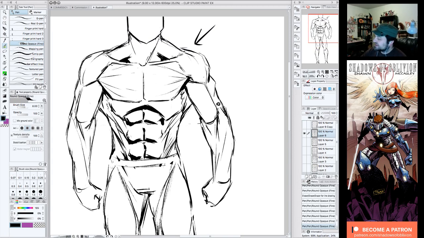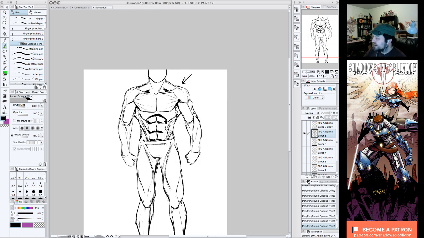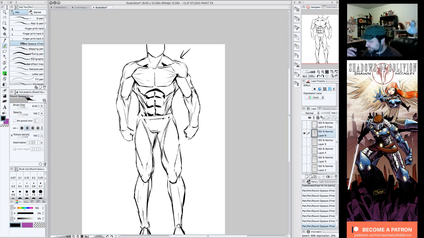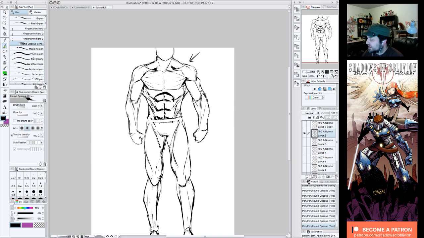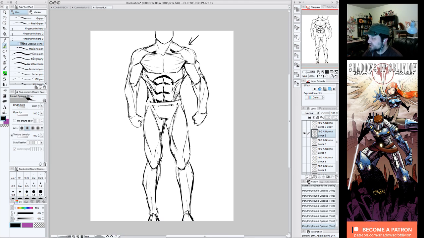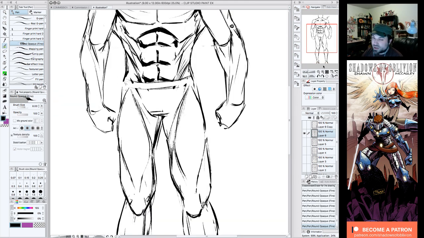So you see how my biceps are more square, the triceps are more triangular, just because I find that angular shapes look cooler, at least in my opinion, when we're talking muscular or powerful looking characters. Muscles usually aren't that angular.